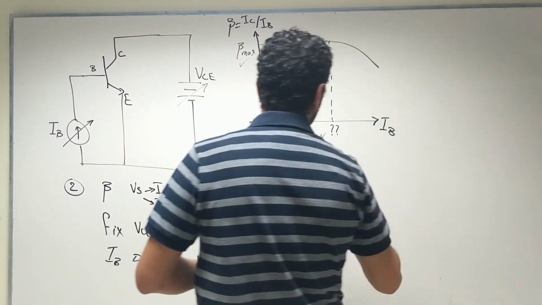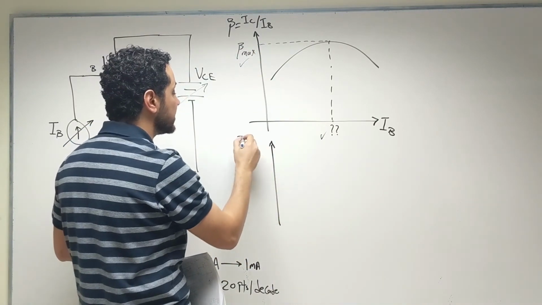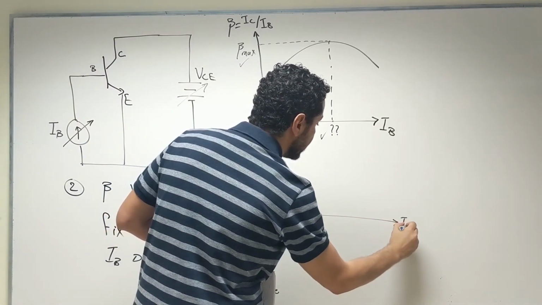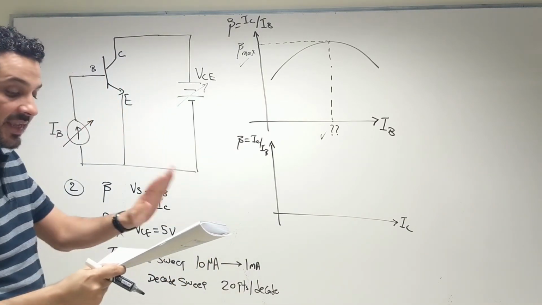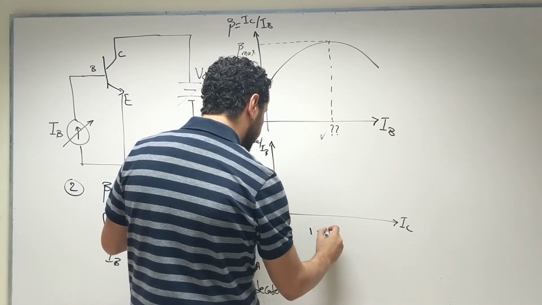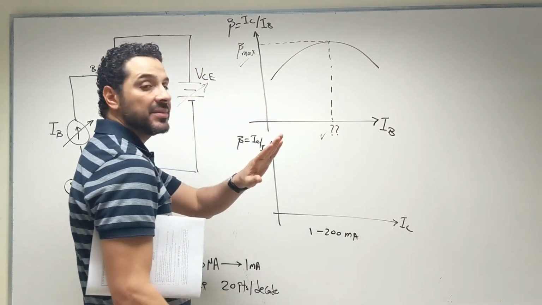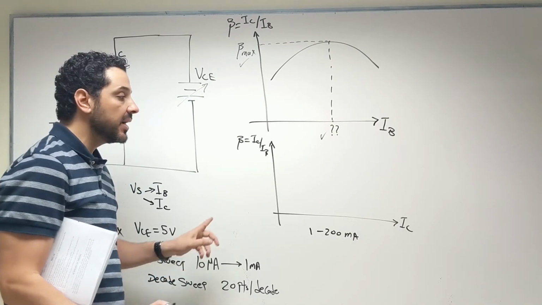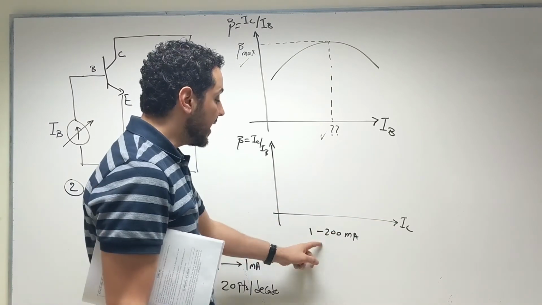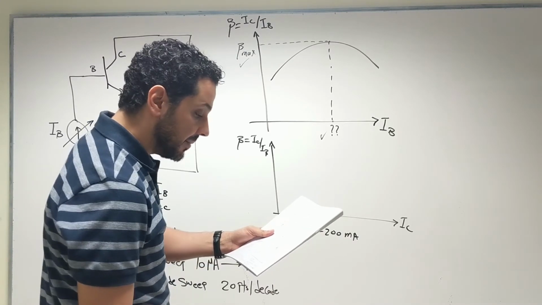And then once you do that, you are going to change the horizontal axis to IC. So instead of plotting beta, which is IC over I base, with I base, you are going to plot it with IC. When you plot it with IC, choose IC to change between 1 to 200 milliampere. With the same DC sweep of I base, don't change the DC sweep, but change only the horizontal axis for the plot. Change the horizontal axis to IC and choose it to change between 1 milliampere to 200 milliampere.